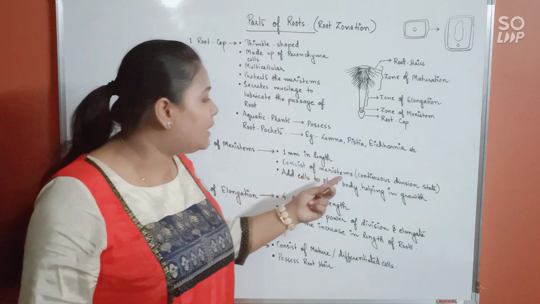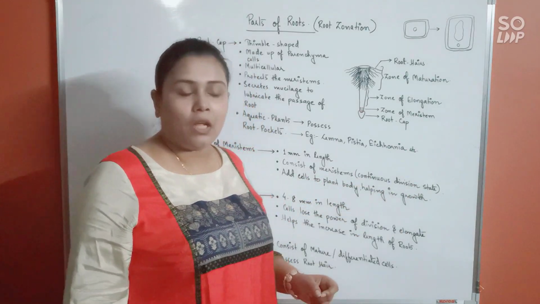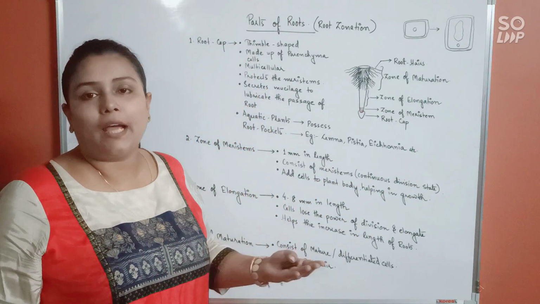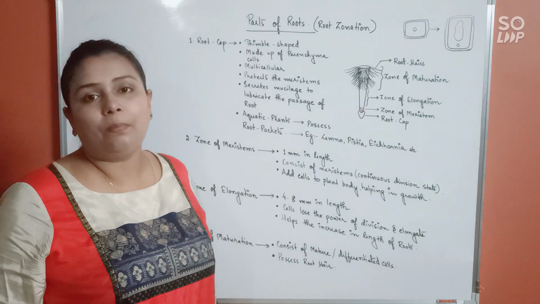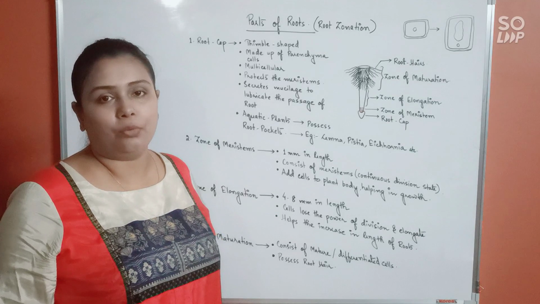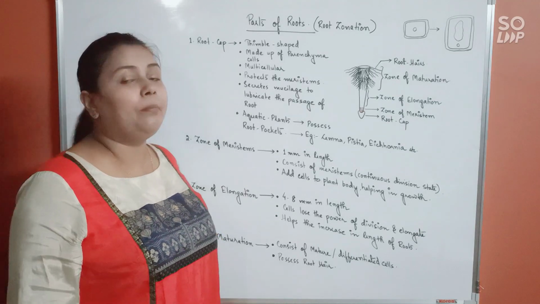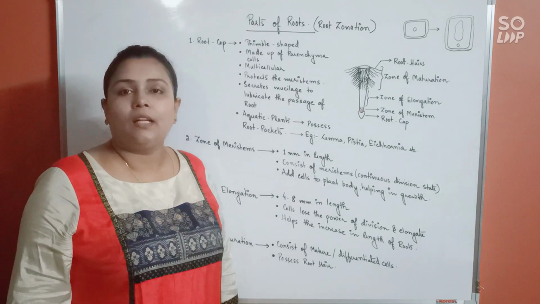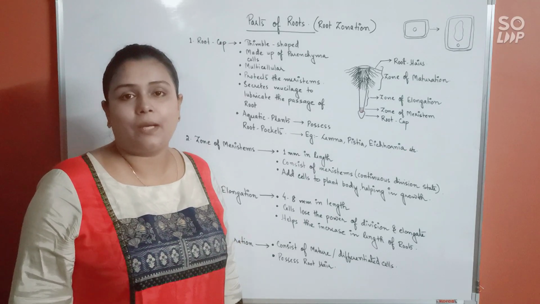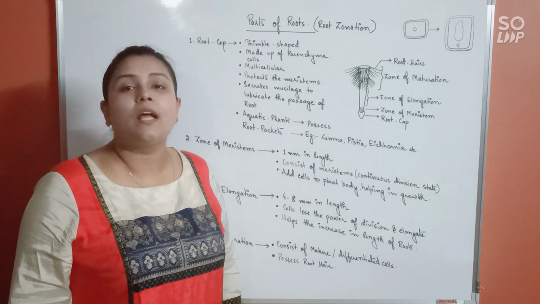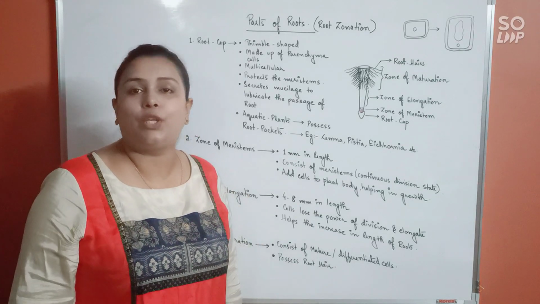They are in a continuous state of division. So they will continuously divide and add cells to the plant body, hence allowing the plant to have indefinite growth. Do remember the meristematic cells also have a thin cellulosic cell wall, dense cytoplasm and a prominent nucleus, but they do not possess a vacuole.